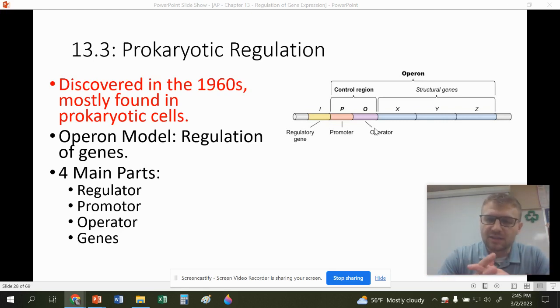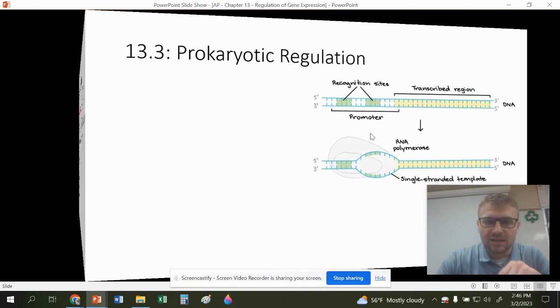Now we're in the 1960s, we're seeing how the production of proteins is regulated. So we have this thing called the operon model, and this is how prokaryotes or bacteria regulate their protein production. And we have four major parts. We have the regulator, the promoter, the operator, and the genes. I always remember this as PROG, P-R-O-G. I don't know if that will help you, but these four parts are really important when talking about how the genes are regulated in prokaryotes.